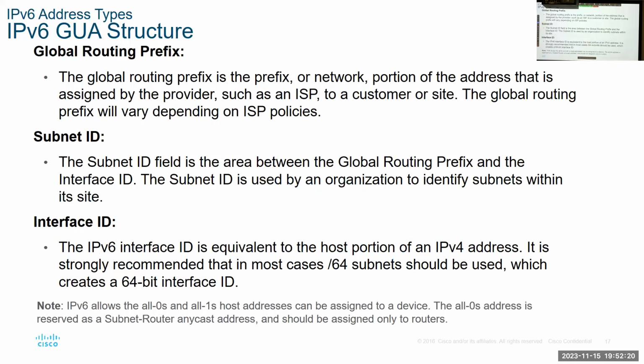Okay, so like I said, global routing prefix is going to be 48 bits, subnet ID 16, interface ID 64. So it says in most cases, it's strongly recommended that /64 subnets be used. That leaves open the idea that you can do something different, but everything I read is don't bother. You just make your life hard if you deviate from what most of the world is going to do.